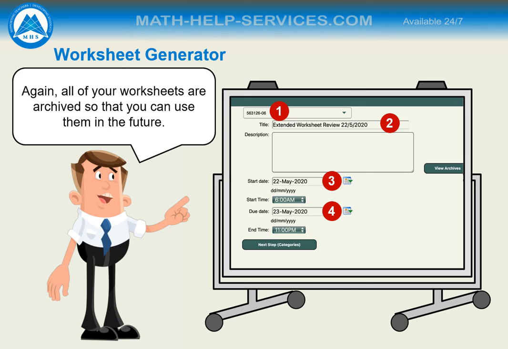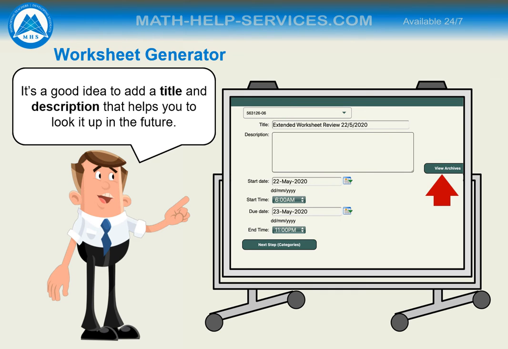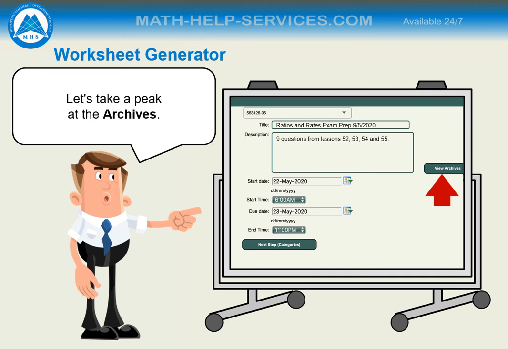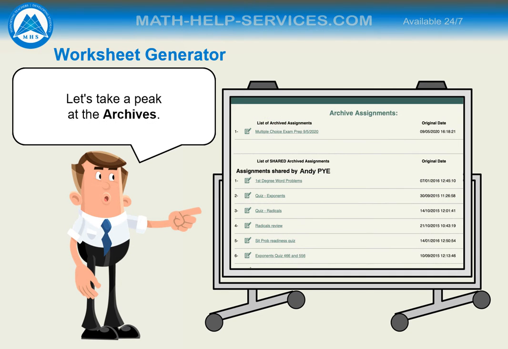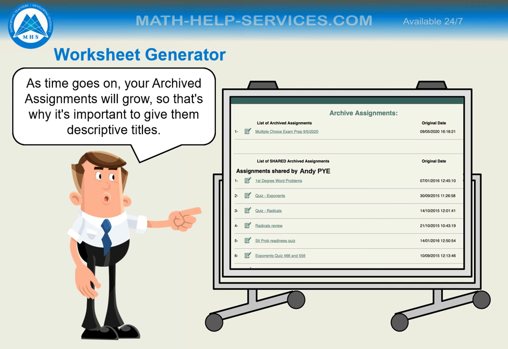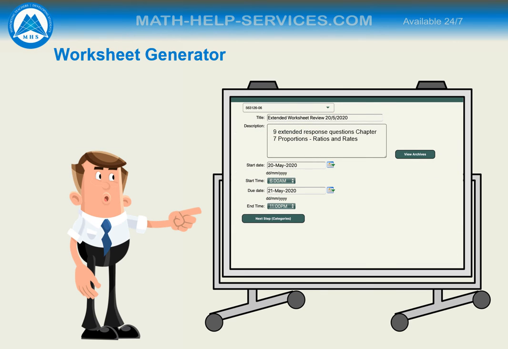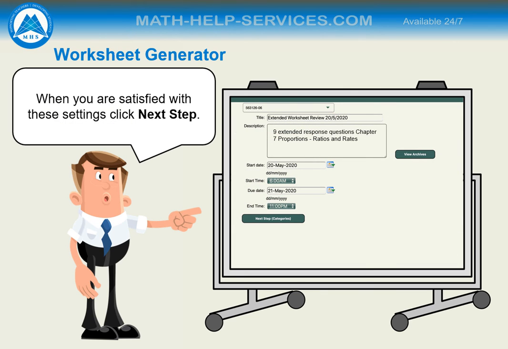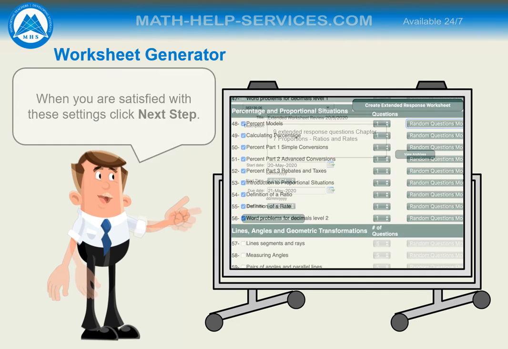Again, all of your worksheets are archived so you can use them in the future. It's a good idea to add a title and description that helps you to look it up in the future. Let's take a peek at the archives. As time goes on, your archived assignments will grow, so that's why it's important to give them descriptive titles. When you are satisfied with these settings, click Next Step.